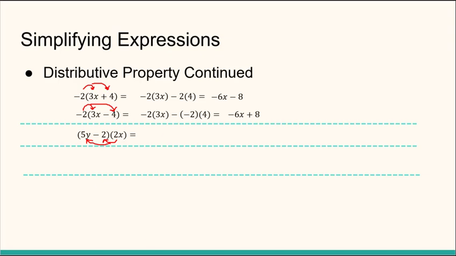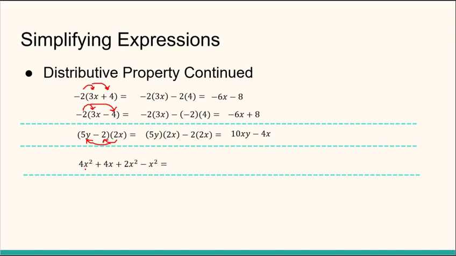Be sure to keep your negatives where they belong. That's the most common mistake I see. So it's 5y times 2x, minus 2 times the 2x, which will give me 10xy minus 4x. No like terms there. We are done.